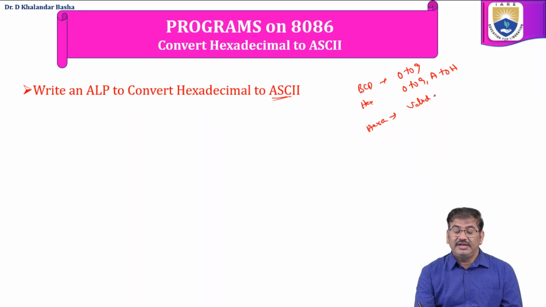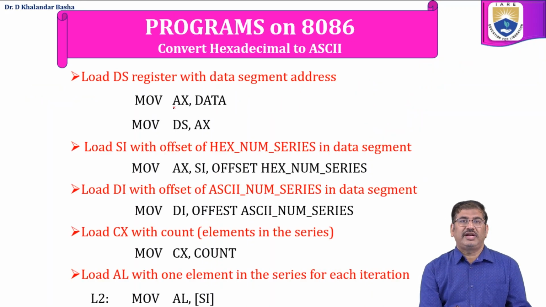The invalid BCD numbers are the hexadecimal digits from A to F, which we are going to convert into valid BCD numbers. Whenever the digit is more than 9, we are going to add 06 to it. So we'll write the instructions MOV AX, data followed by MOV DS, AX. These instructions are for loading the data segment address assigned by the assembler into the data segment register.